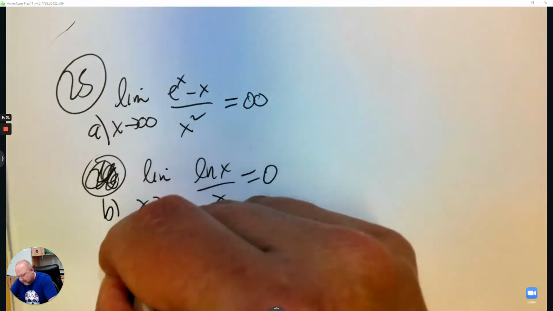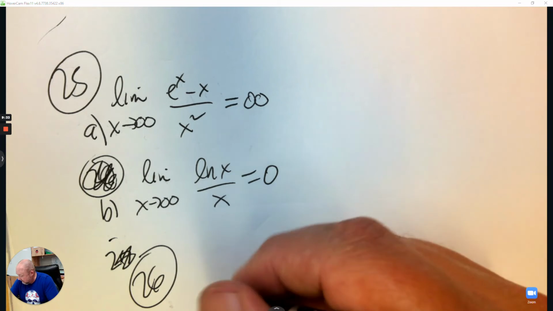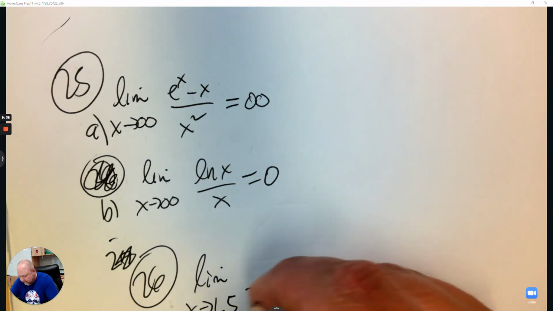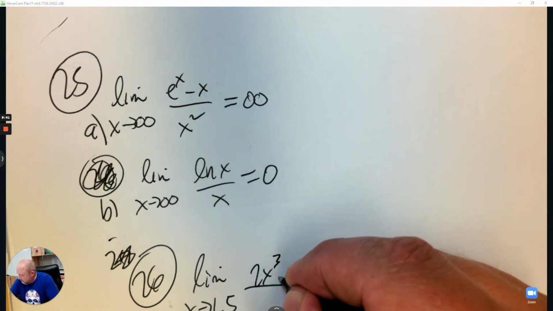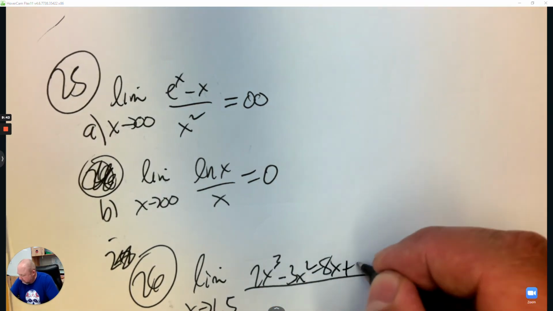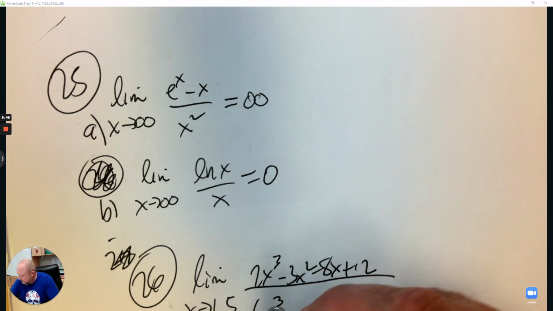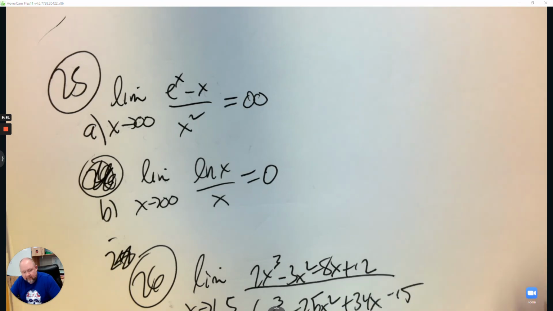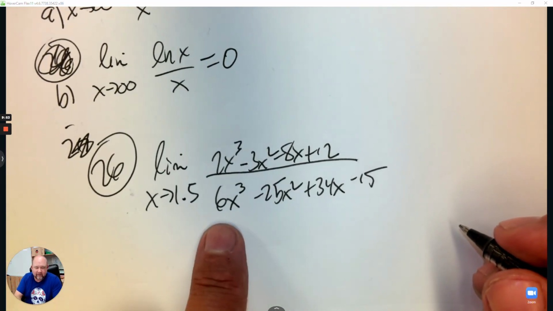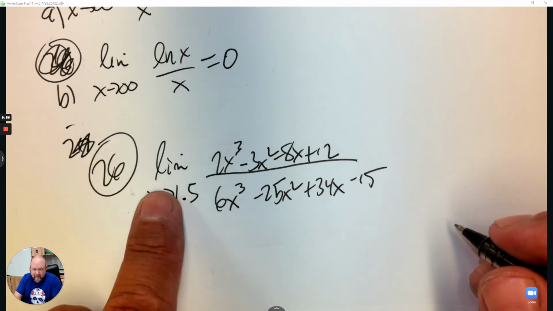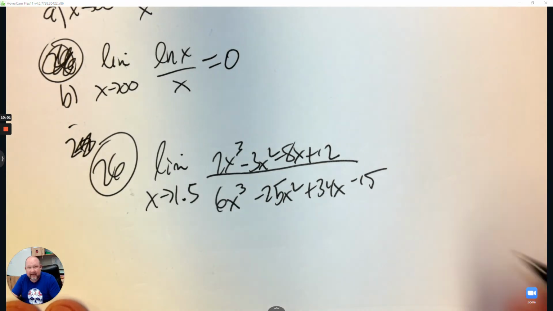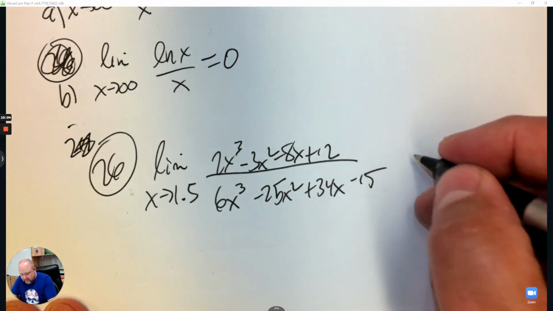Oops, what did I do? Oh, this was A and B. Sorry, A and B. 26, just type it in your calculator. You have this wonderful calculator. Type in the limit as x approaches 1.5, 2x cubed minus 3x squared minus 8x plus 12, over 6x cubed minus 25x squared plus 34x minus 15. Press menu, calculus, limit, type it in, go control, divide to get a fraction, just type it in, take your time, and then the answer at the end should be 7, believe it or not.